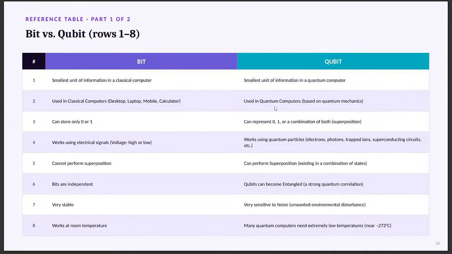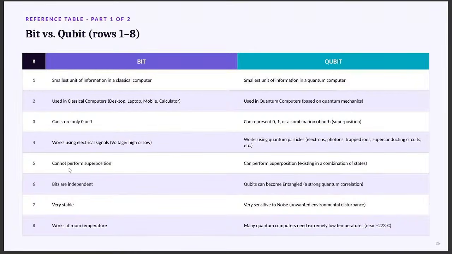Now, if you see here, a bit stores either 0 or 1, but a qubit can store 0, 1, or a combination of both. The combination of both, I am calling superposition. This is a very special property. We'll study it in the next unit. And moving on to the fourth difference, bits use electrical signals, whereas qubits use quantum particles. What are those quantum particles? Electrons, photons, trapped ions, superconducting circuits, etc.